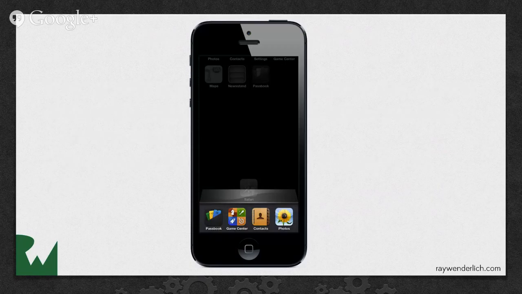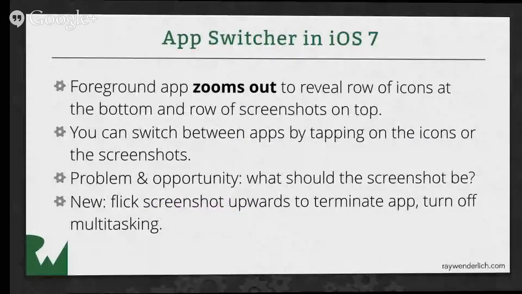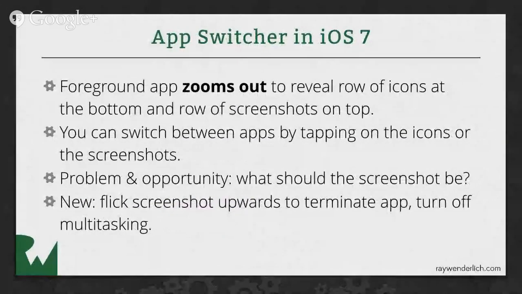Great. So the app switcher in iOS 7 changed completely. And you probably see it every day, but when you hit the home button twice, the app in the foreground, if there's an app in the foreground, zooms out to show you a row of icons in the bottom. And in addition to that, it shows you a row of screenshots on top. And with the new app switcher, you can switch between apps by tapping on the icons or by tapping on the screenshots. And this is what it looks like.